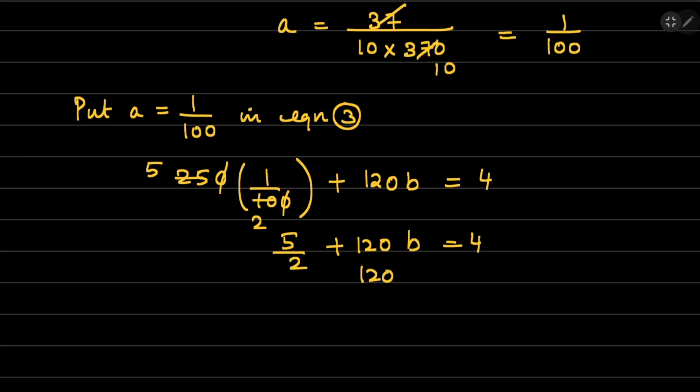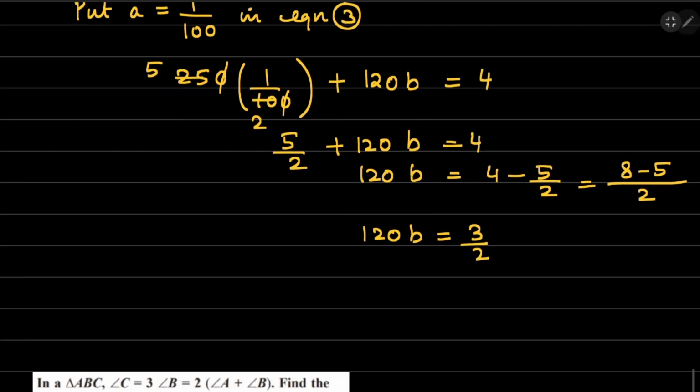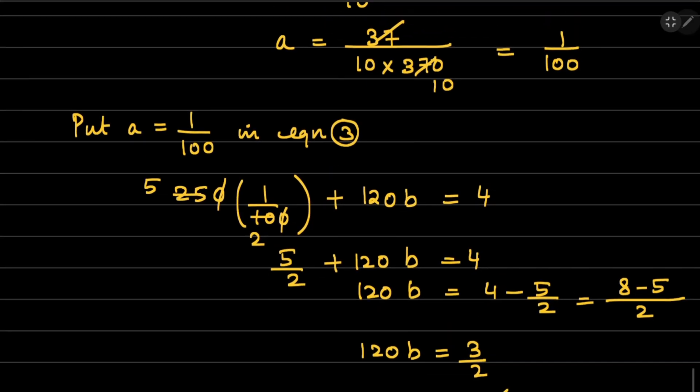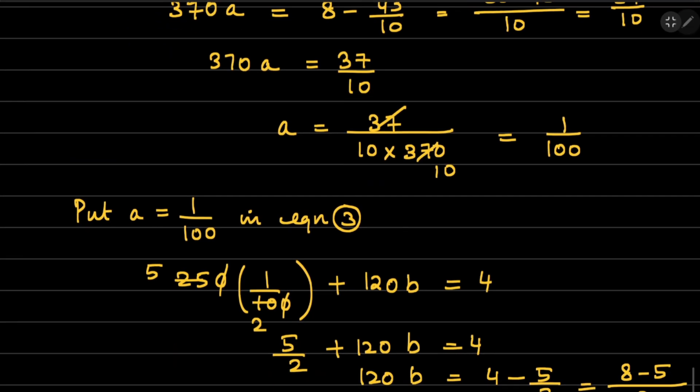So 120b is equal to 4 minus 5 by 2. The LCM is 2. So 8 minus 5 by 2, so you have got 120b is equal to 3 by 2. So what is b? B is equal to 3 divided by 2 into 120. Again, so 3 4s are 12. So it is 1 by 80. Okay. So you've got A as 1 by 100, B as 1 by 80.